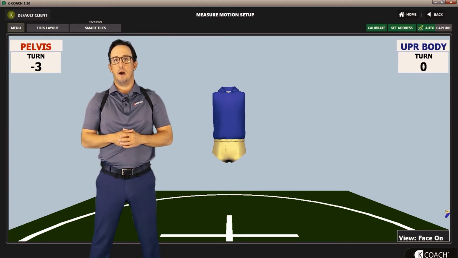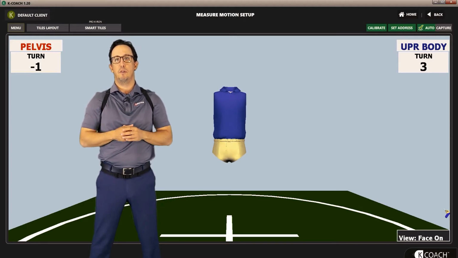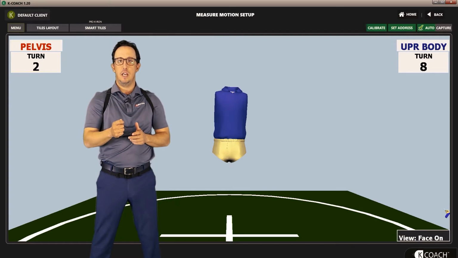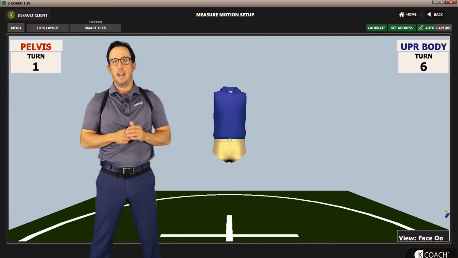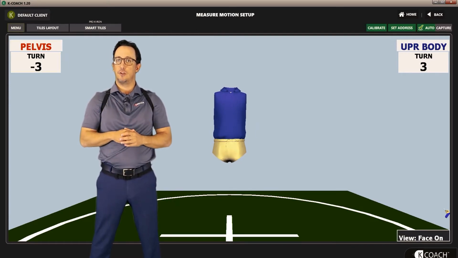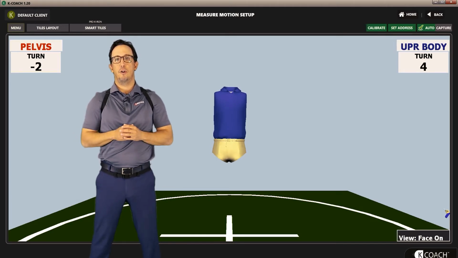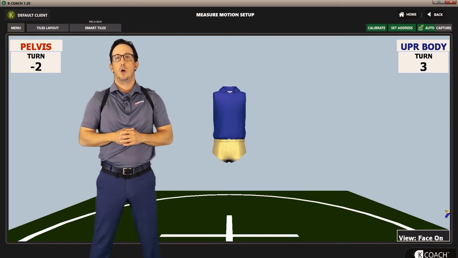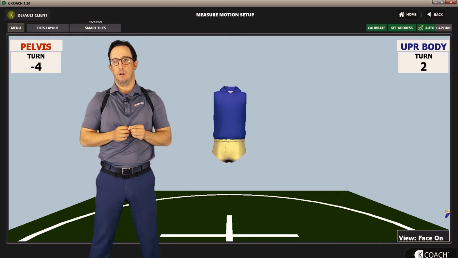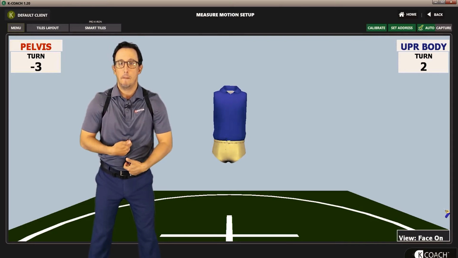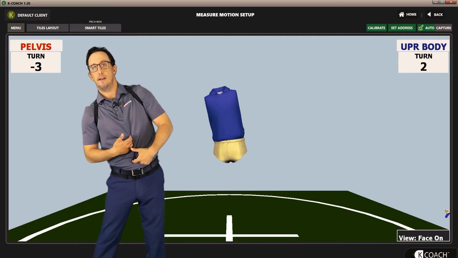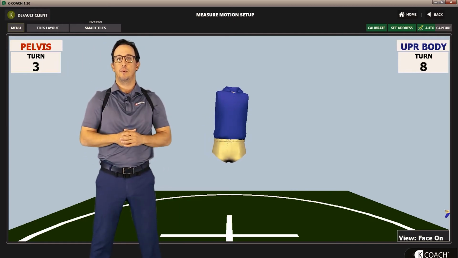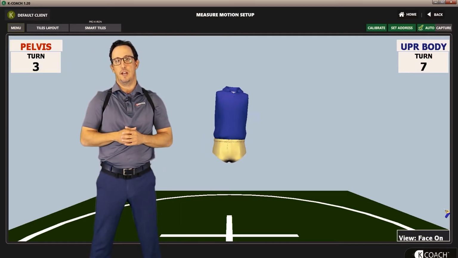Typically, a large amount of rotation will give the player more time to produce speed, but only if they're able to stay stable in their other metrics. The proper amount of rotation is very dependent on the player and what their body is able to produce. When a player can produce rotation and remain stable in the other movements of bend and side bend, then they will have the ability to use that rotation.